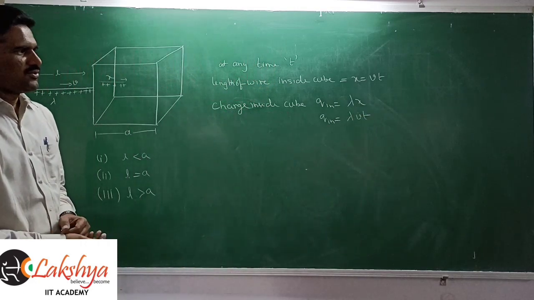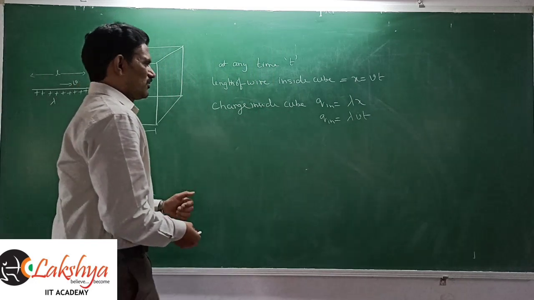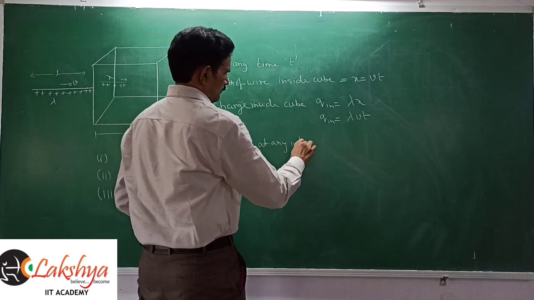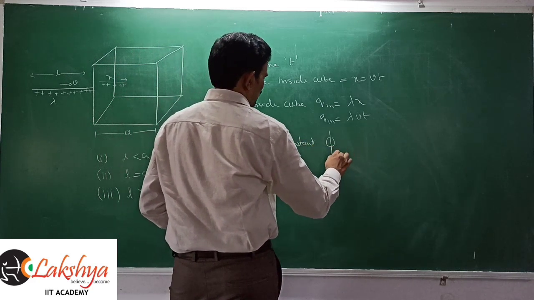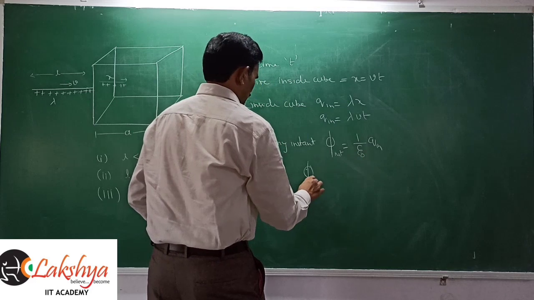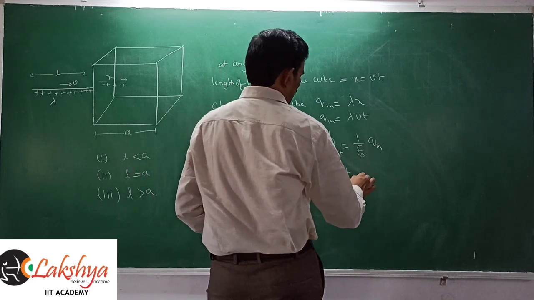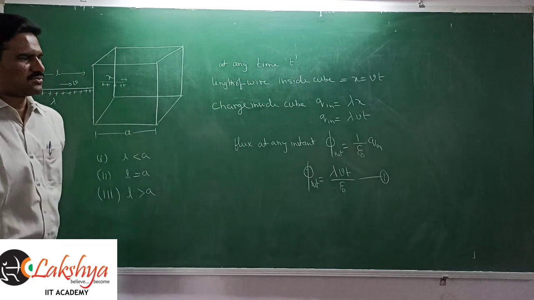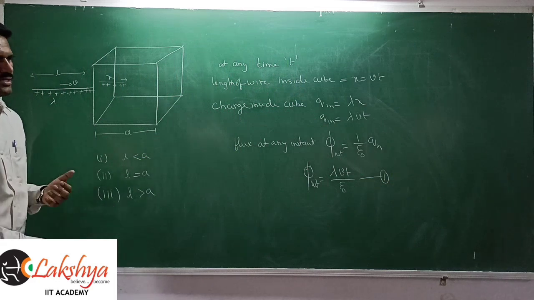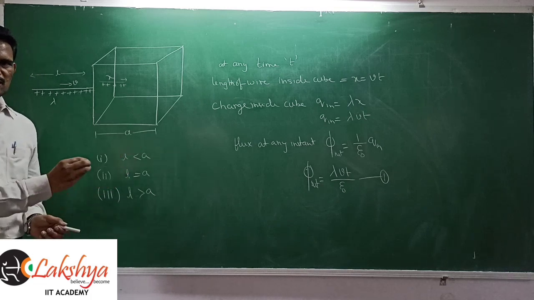And from this we need to find the maximum possible length, that means the maximum possible flux. Let us write the flux at any instant. The net flux through the cube is 1 by epsilon naught times q in. Therefore this net flux will be equal to lambda v t by epsilon naught, right? Let's suppose this is equation 1. That is the flux at any instant of time. That's a general expression irrespective of these conditions, whether L is greater than A, less than A or equal to A.